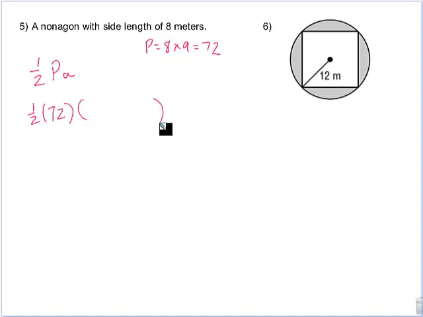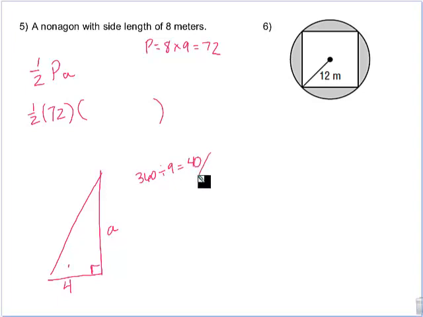And now we need the apothem. So we are just going to envision what our triangle should look like that has the apothem on it. That should be the apothem. If the side length is 8, what should that little side be? 4. And now we need to get the angle. Here we do 360 divided by 9 to get 40, and divide that by 2 to get 20.